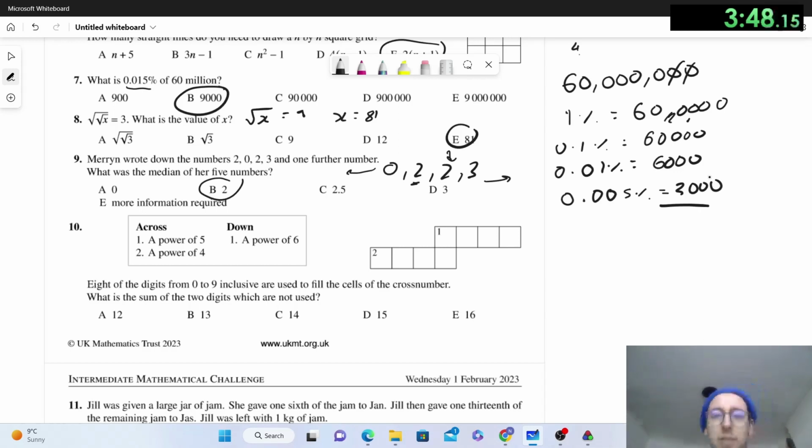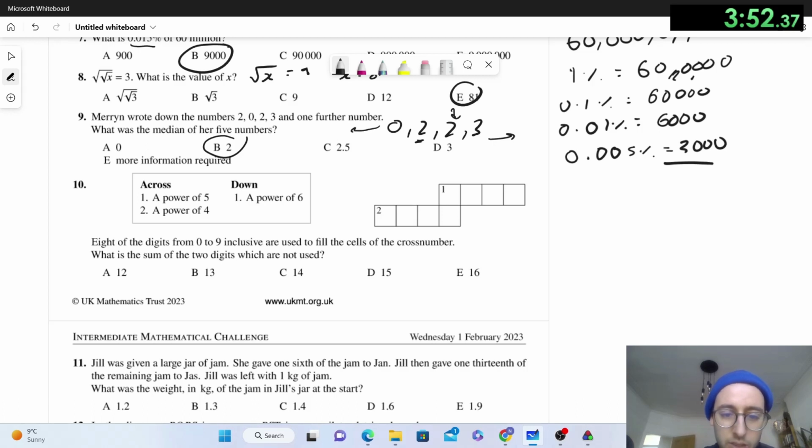Okay. I'm not sure if the camera's still, but I'm over here. Okay, each of the digits 1 to 9 inclusive is used to fill in the cells of the cross number. What is the sum of the 2 digits which are not used? So 1 across is a power of 5, so this has to be a 5 or a 0. 2 across is a power of 4. 1 down is a power of 6. So the power of 6s, I wonder if 6 is a number. Oh no, this won't be a 0.